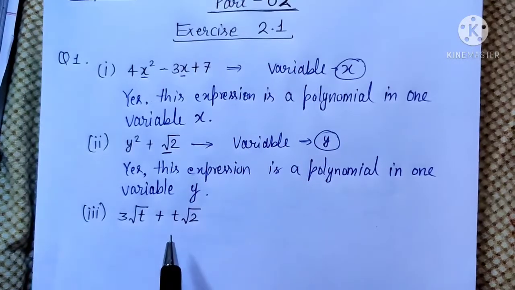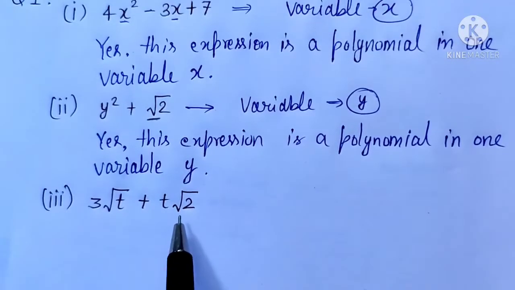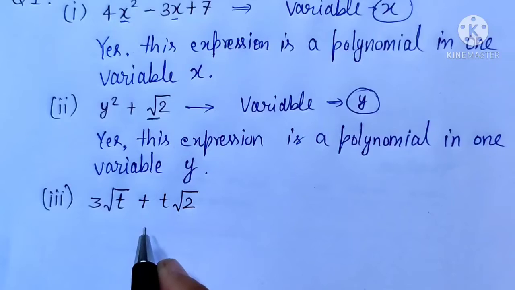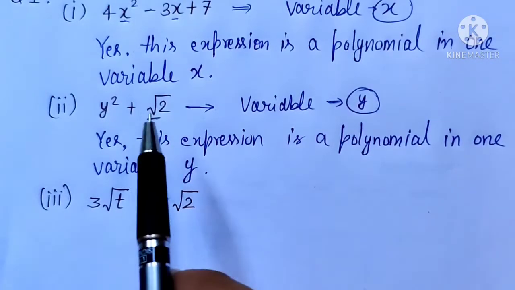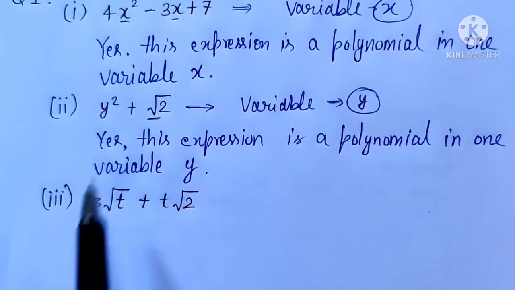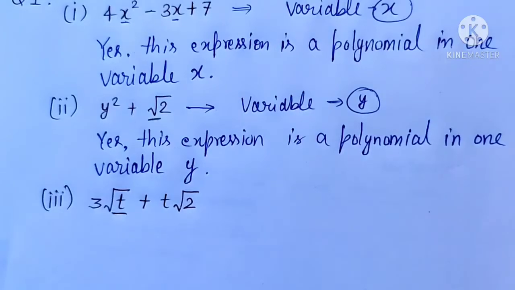Now the next part is what? 3 root t plus t root 2. Now when we are observing this part, one rule which we have seen upside is that the variable should not be under root, but here the variable is under root. So what can we say? Is it a polynomial? See, the question is whether the polynomial is in one variable or not. But it is not a polynomial.